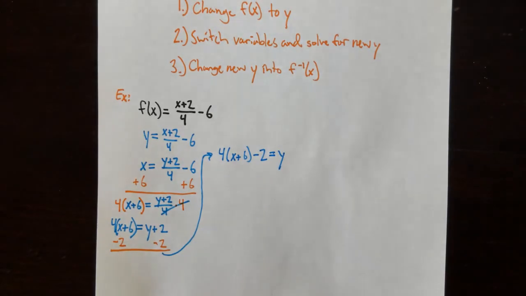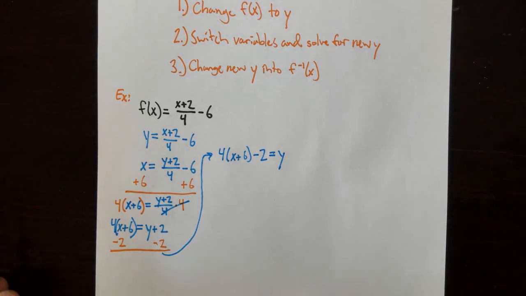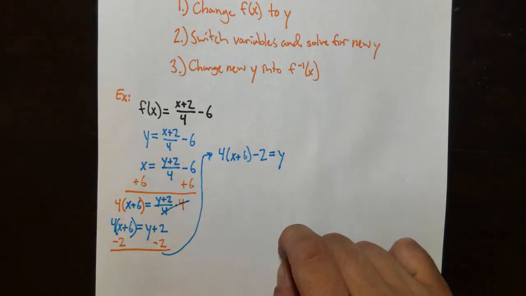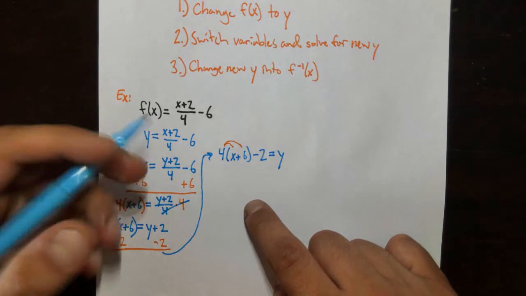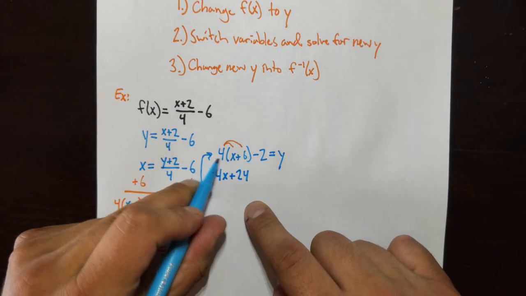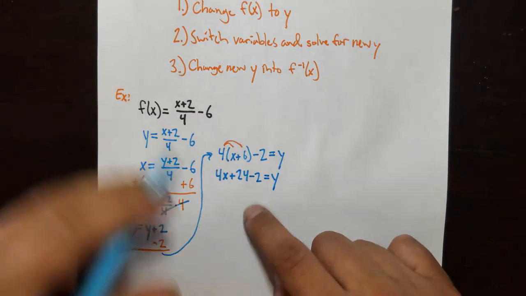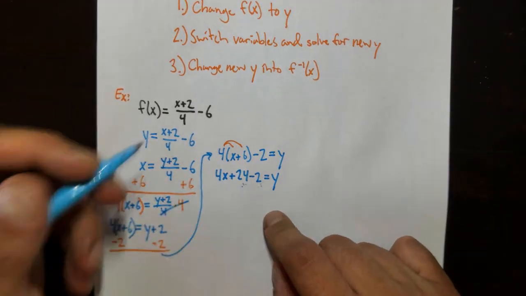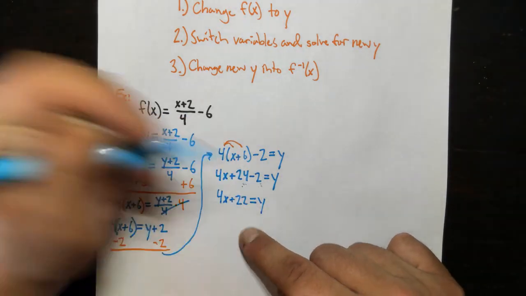And actually, I forgot a step. Maybe we can call this step 2.5. We should simplify this, make it look a little nicer. So what I mean by that is we're going to have to distribute this 4. So we have 4x plus 24, that's 4 times 6 is 24, minus 2 equals y. Well, we can now combine these like terms here, right? 24 minus 2 is just 22. So we have 4x plus 22 equals y.